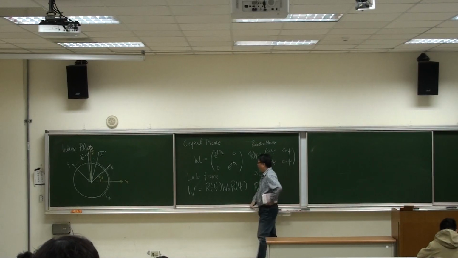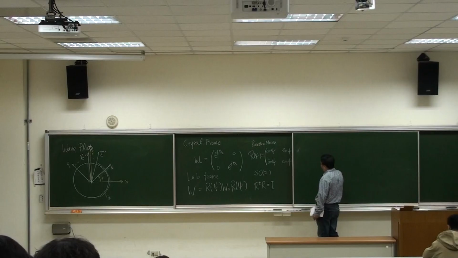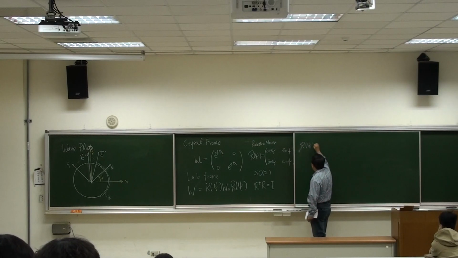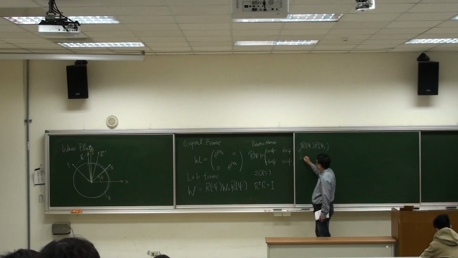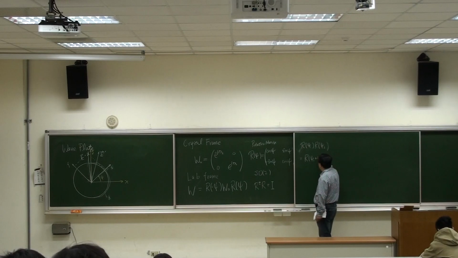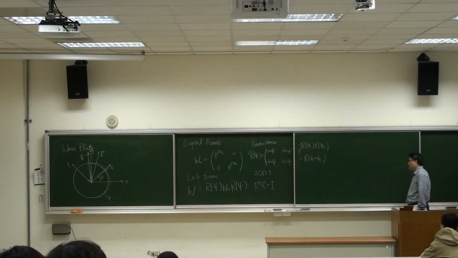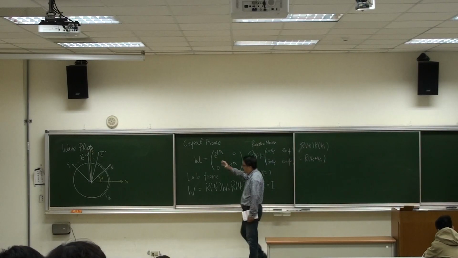Okay, and it also has this property that R psi 1 times R psi 2 is equal to R psi 1 plus psi 2. You just add the two angles together to get the total angle of the rotation.